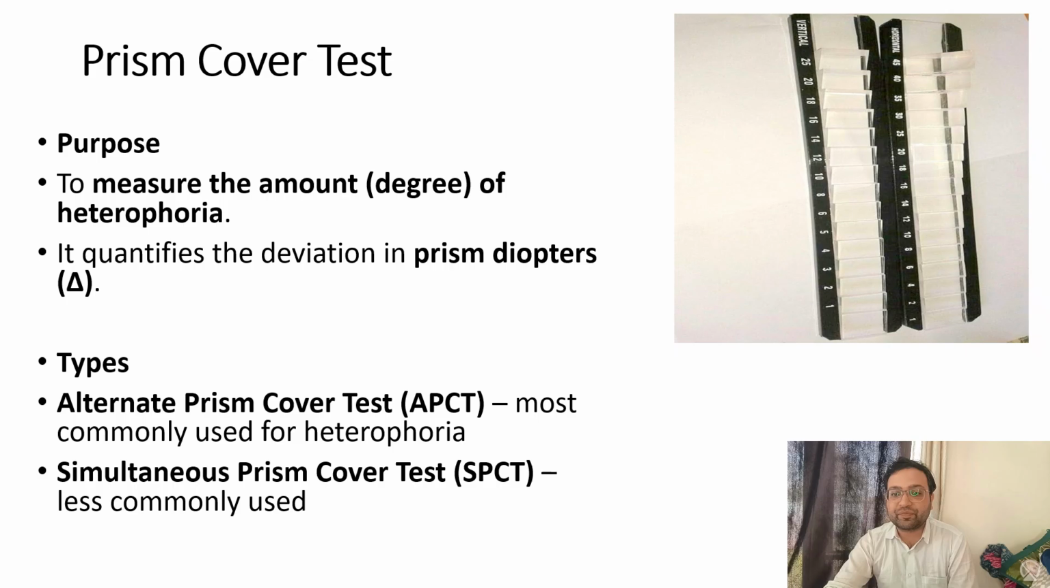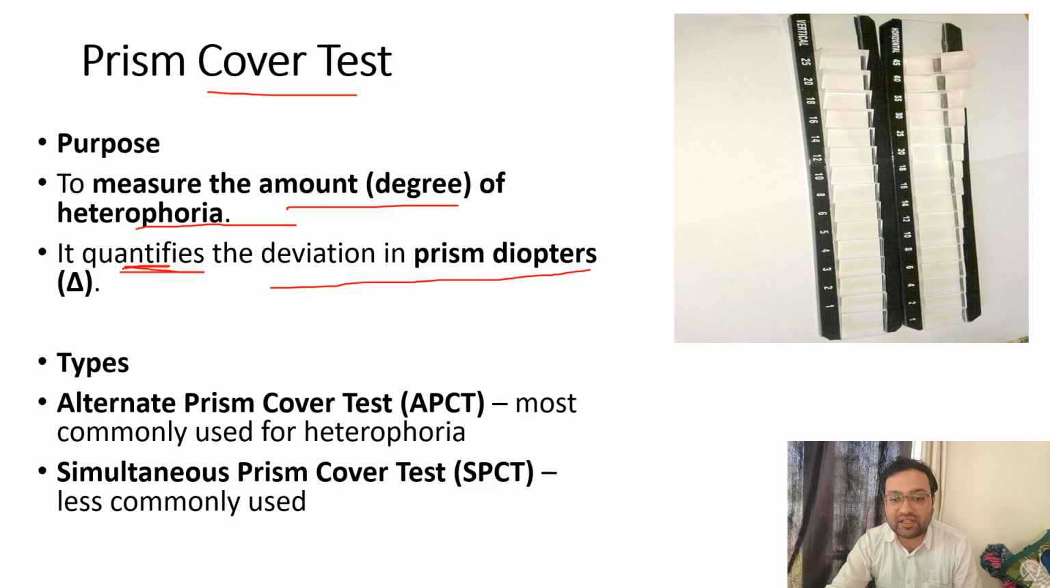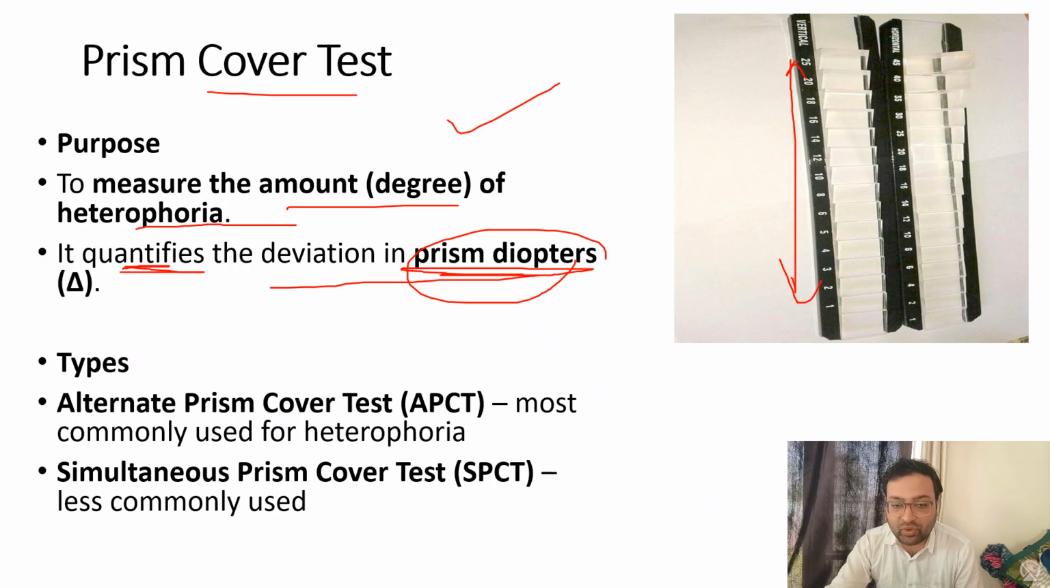Coming to another test, that is the prism cover test. So what is the purpose? Its purpose is to measure the degree of heterophoria. It quantifies the deviation in prism diopters. Whether the deviation is present or not can be checked by the cover uncover test. Now, when we have to quantify the deviation in prism diopters, then we need the prism cover test. This is a prism bar, which helps us to quantify the deviation.